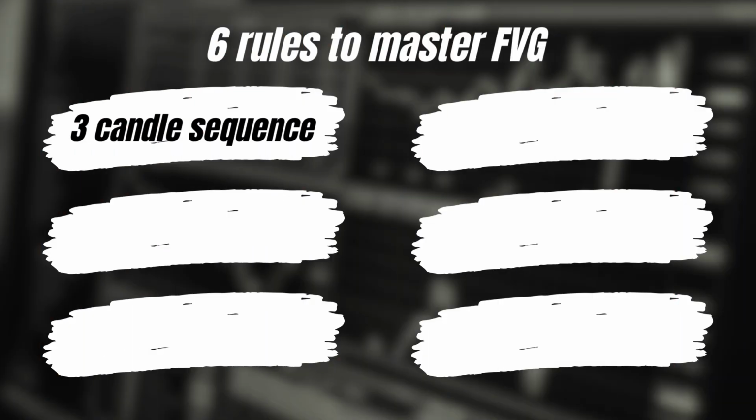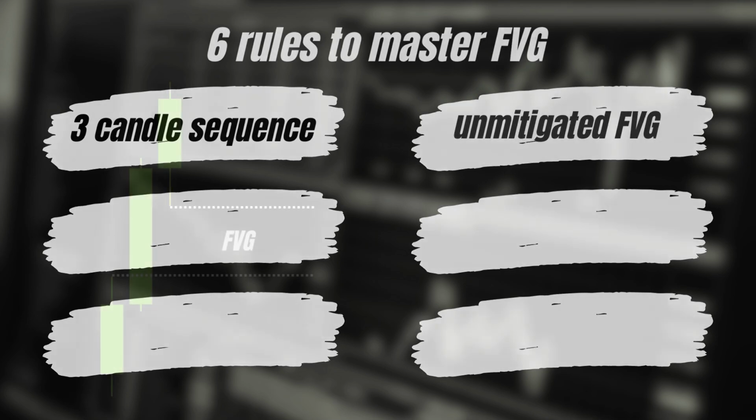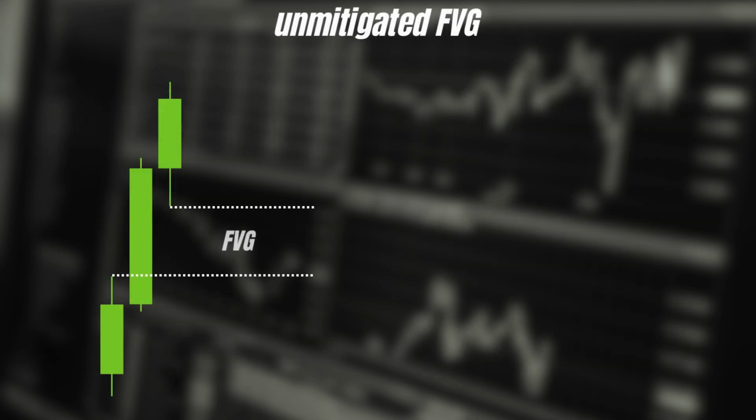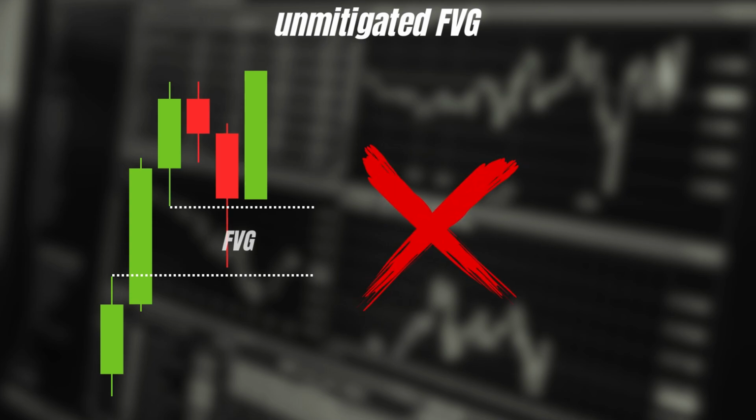The second rule states that your fair value gap must remain unmitigated for it to be valid. This is crucial to avoid false signals. In this example, we have a gap between the 3-candle sequence. When the price pulls back to fill the gap, it gives us the opportunity to go long as the price moves upward. However, fair value gaps are a one-time use. Once a gap is filled, it becomes invalid. Even if the price pulls back to retest the gap, you should refrain from looking for further buying opportunities there. Entering on a used fair value gap often leads to losses.